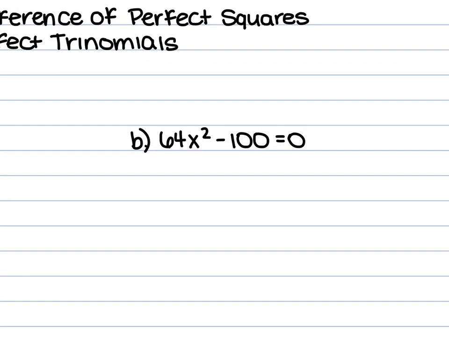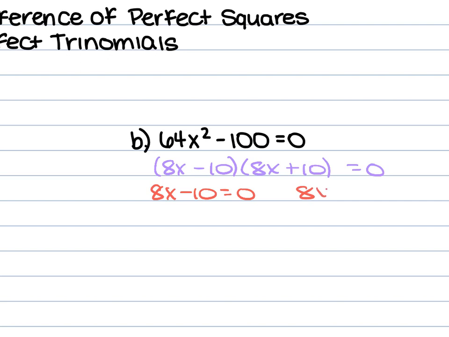For B, you have 64x squared minus 100 is equal to 0. So we can take the square root of both of those. We're going to have 8x minus 10 and 8x plus 10 is equal to 0. If we set both of these equal to 0, we're going to have 8x minus 10 is equal to 0, and 8x plus 10 is equal to 0.